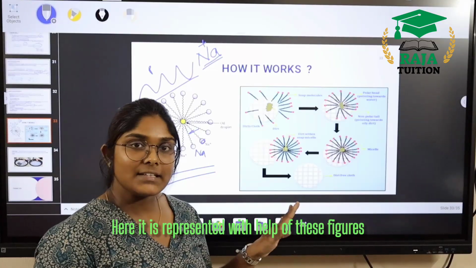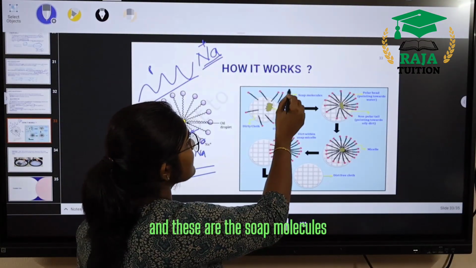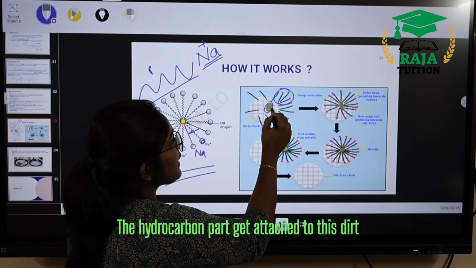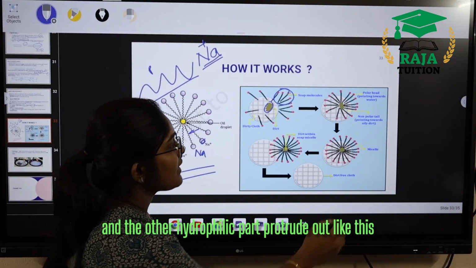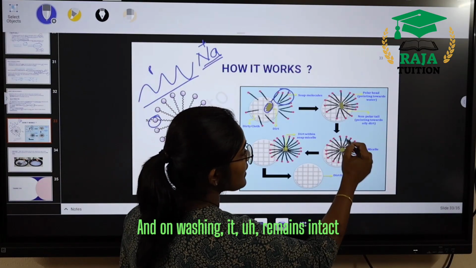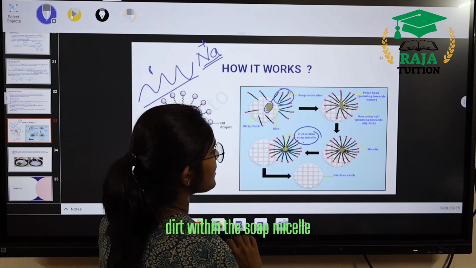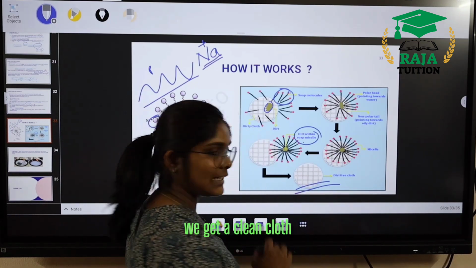Here it is represented with the help of these figures. So this is the micelle, and these are the soap molecules. This is the dirt. The hydrocarbon part gets attached to this dirt, and the other hydrophilic part protrudes out like this. And on washing, it remains intact. And this is the soap micelle, with dirt within it. In that way, it is removed, and we get a clean cloth.